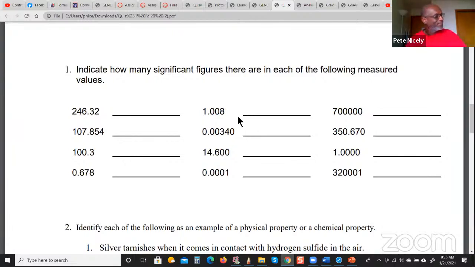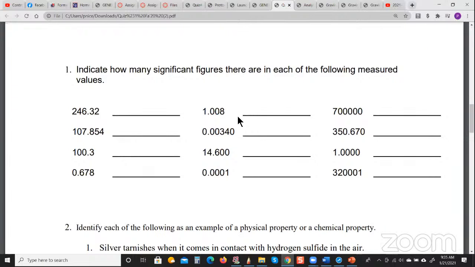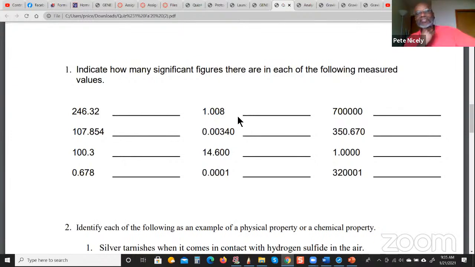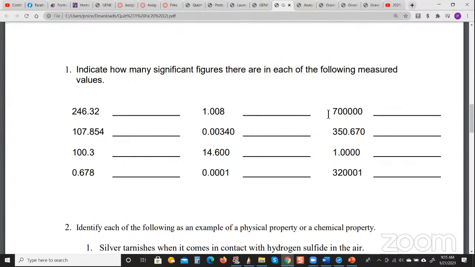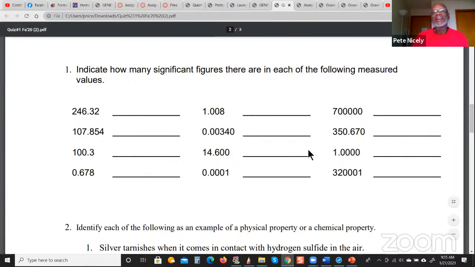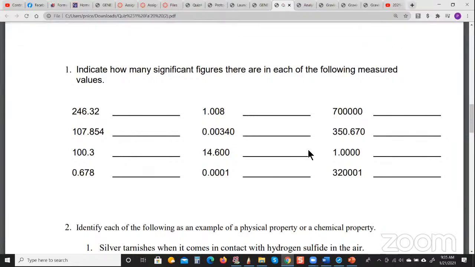Why? Because the 2 zeros are in the middle. Exactly. The 2 zeros are sandwiched between the 1 and the 8. Okay, very good. What about this one right here? 1. Why? Because it's just a 7.